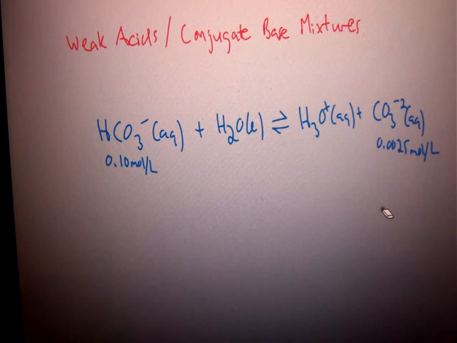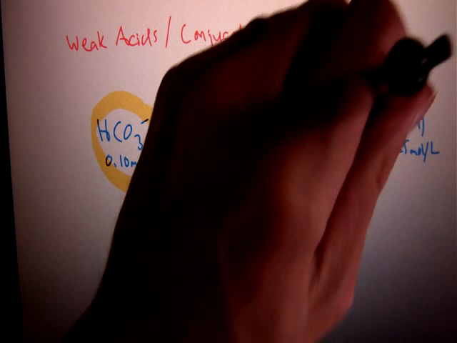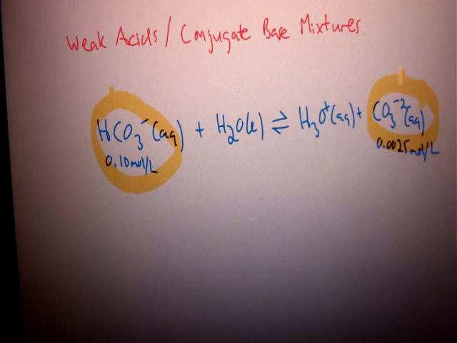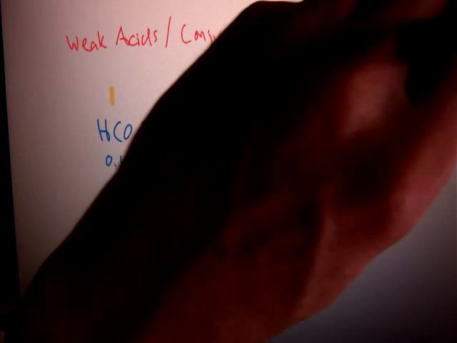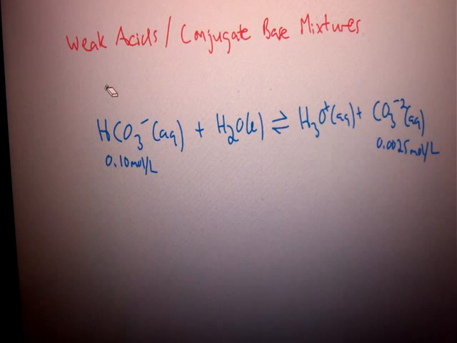Buffer solutions are simply mixtures of a weak acid and its conjugate base. In this case, we have our bicarbonate with our carbonate. Weak acid, conjugate base. Okay? So you'll have to do more than just identify them. Oftentimes you have to do a calculation. You calculate the pH of a buffer solution.